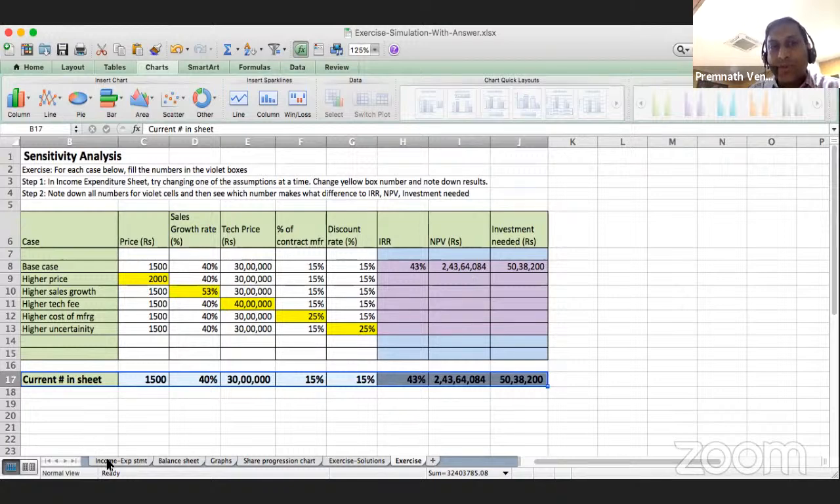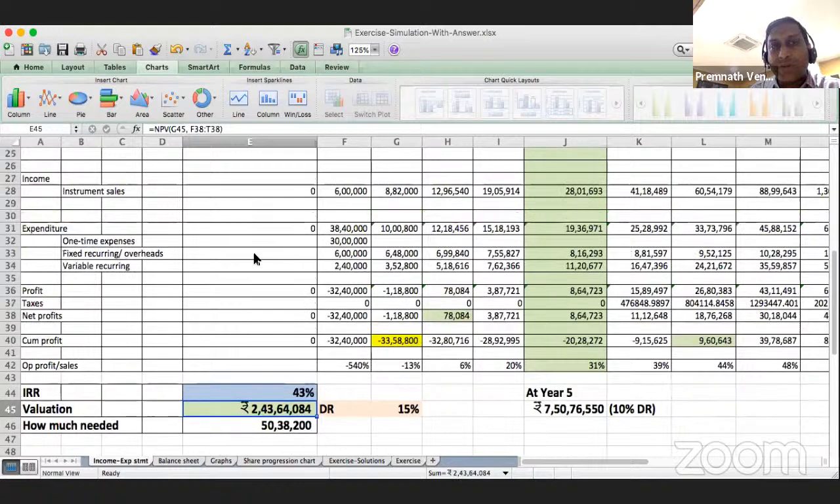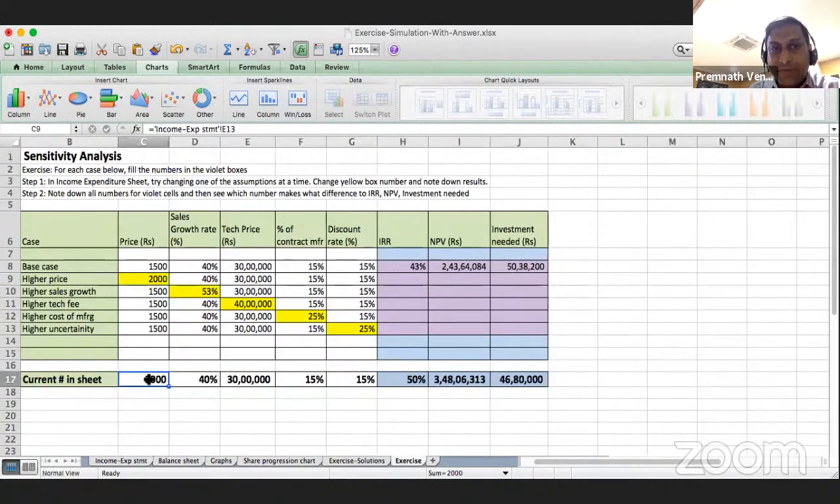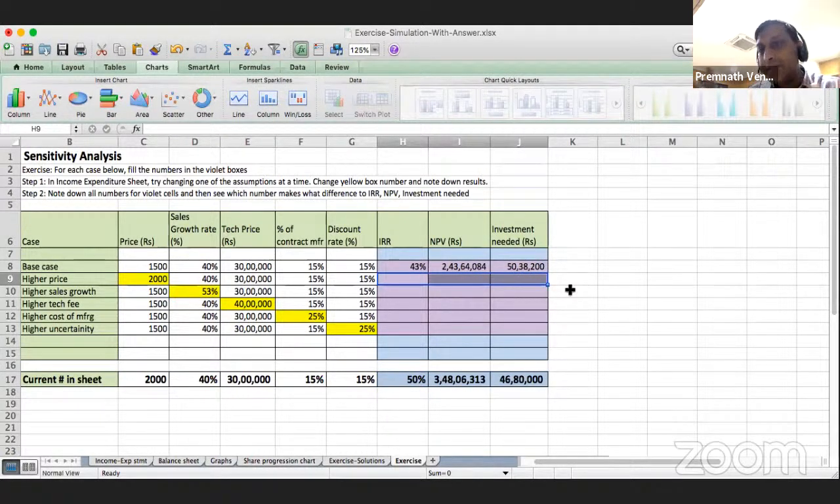What do you do? Suppose it says the price is higher, say you are able to get a higher price of 2,000 rupees instead of 1,500. You will go to the sheet, change this price to 2,000 and note down, and when you change the price to 2,000, you will see that these numbers would have changed here. Just copy paste the values, not the equation, into this cell out here. You understood? Very simple. Now let's do this calculation.